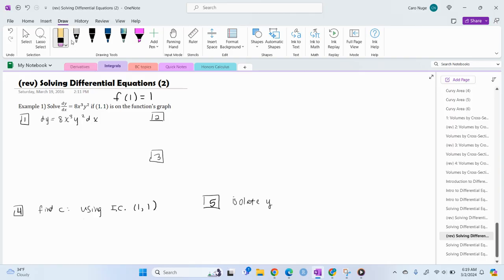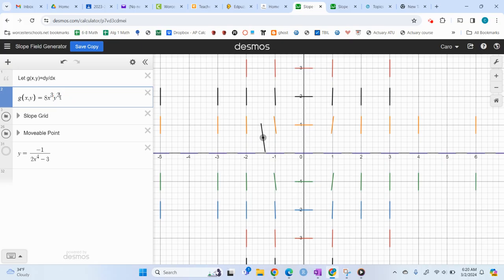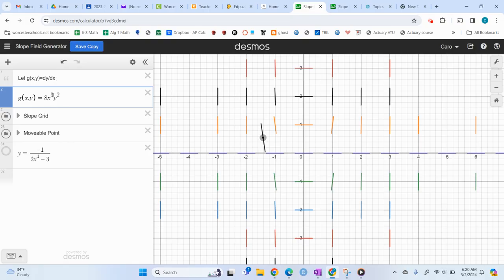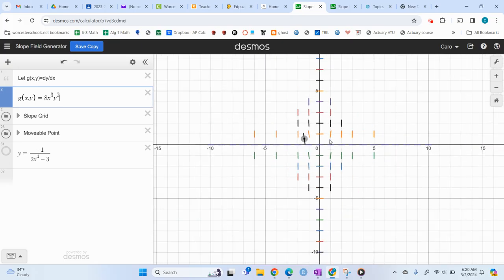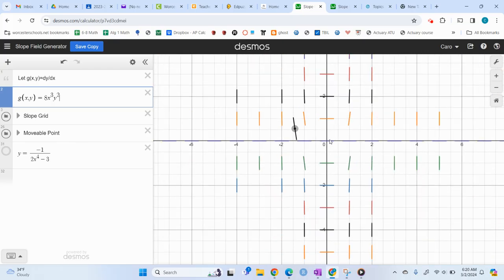Now, let's take a look at this. I'm going to show you what this looks like on a slope field. You've graphed slope fields by hand, which I'm sure you found to be pretty painful. Desmos is awesome because they have the slope field grapher, and we're going to be doing this in class. You can go to the slope field generator and type in what dy dx equaled. So dy dx was 8x cubed y squared, and I type that in here. They use a different notation; they don't do dy dx. The only annoying thing about this one is that for some reason it's not graphing the whole thing, but I'm going to zoom in here and then it looks like it graphed the whole thing.